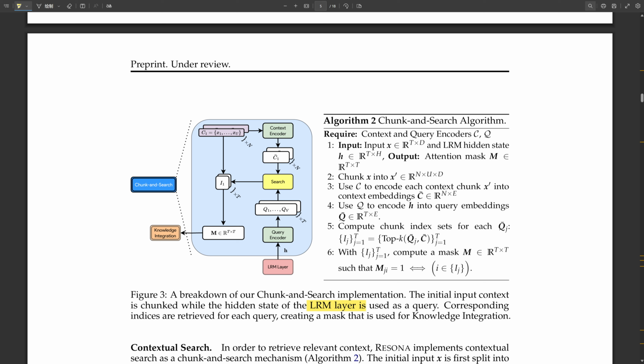Resona basically has two main parts: contextual search and knowledge integration. It's like a two-step process for finding and using the right information. Okay, a two-pronged attack on the bottleneck problem. Let's start with contextual search. How does that work? So imagine you have a long document.